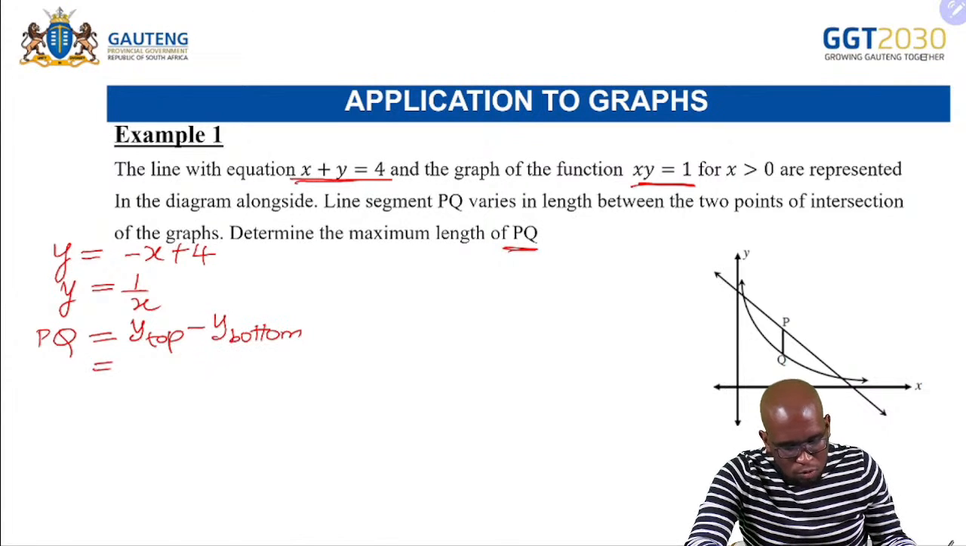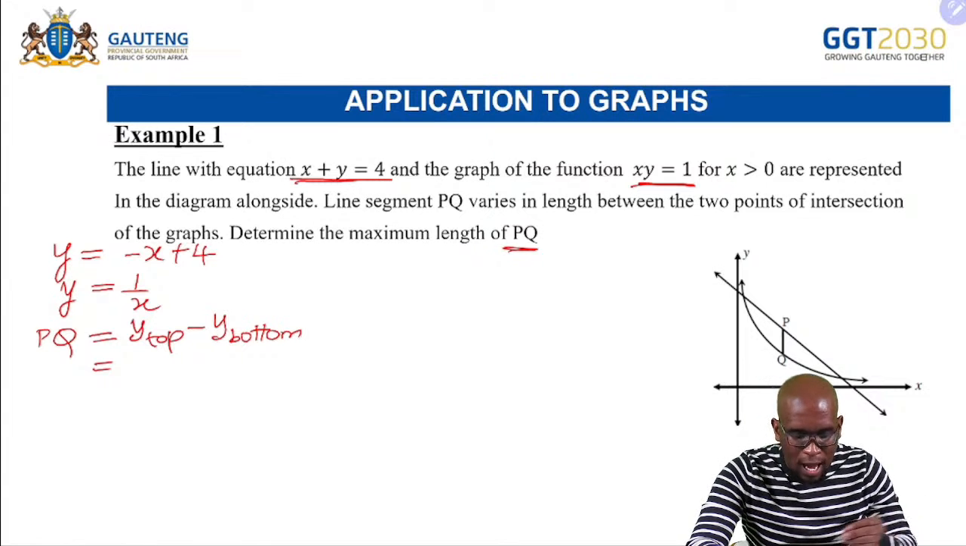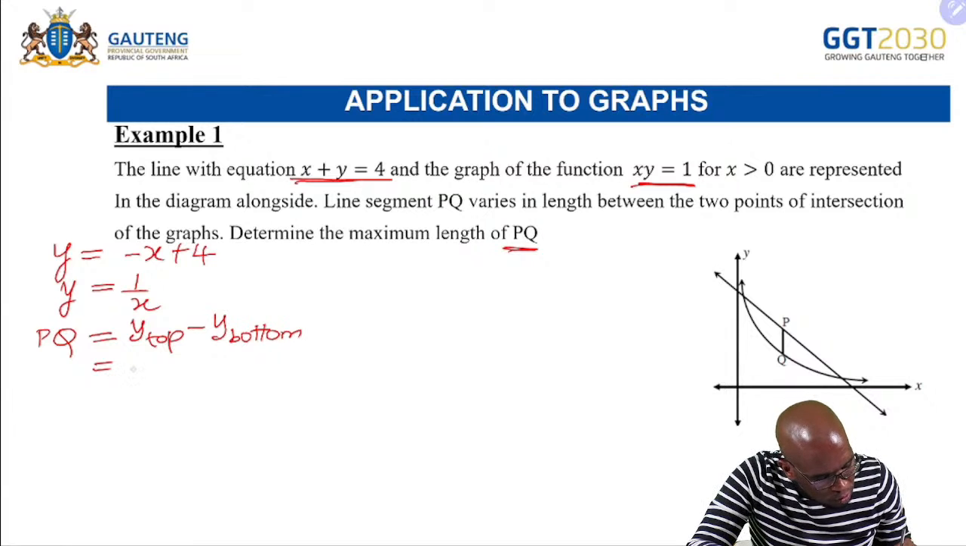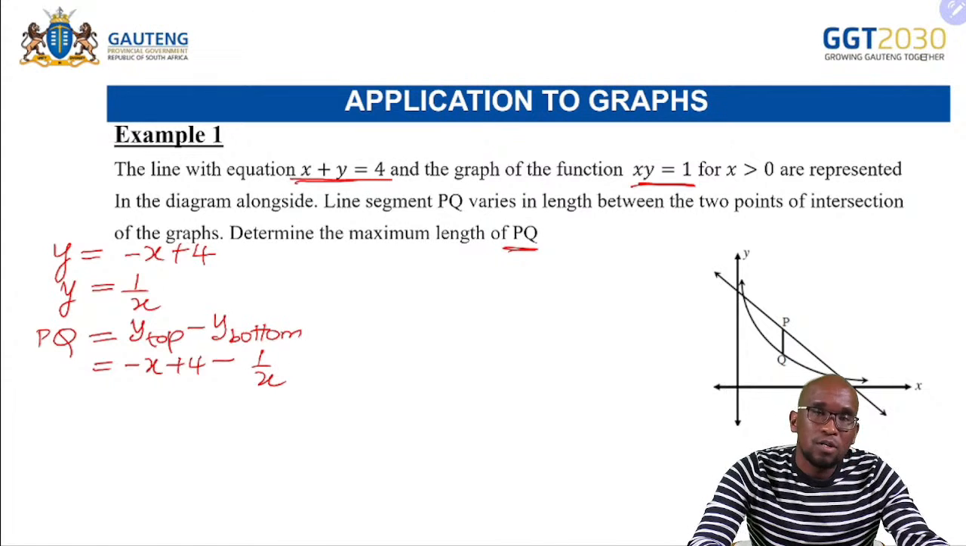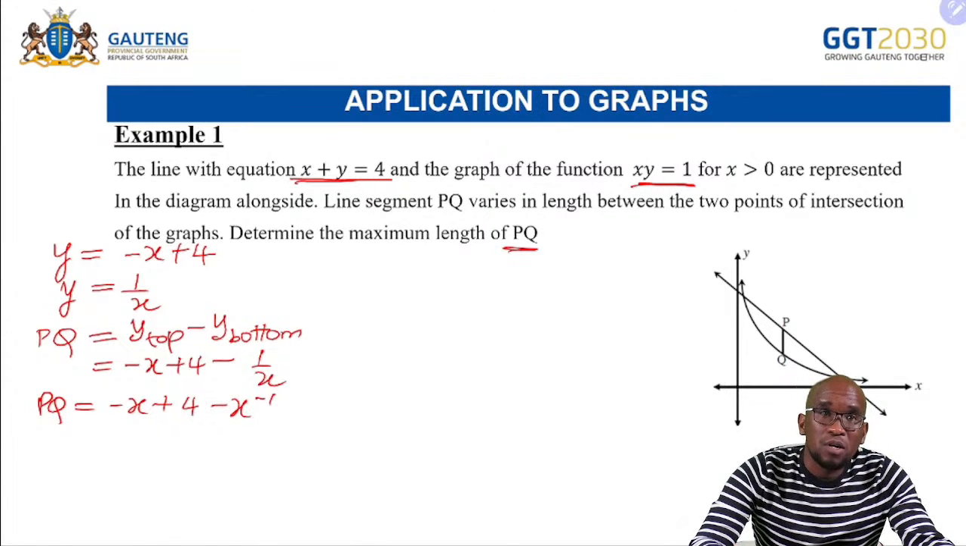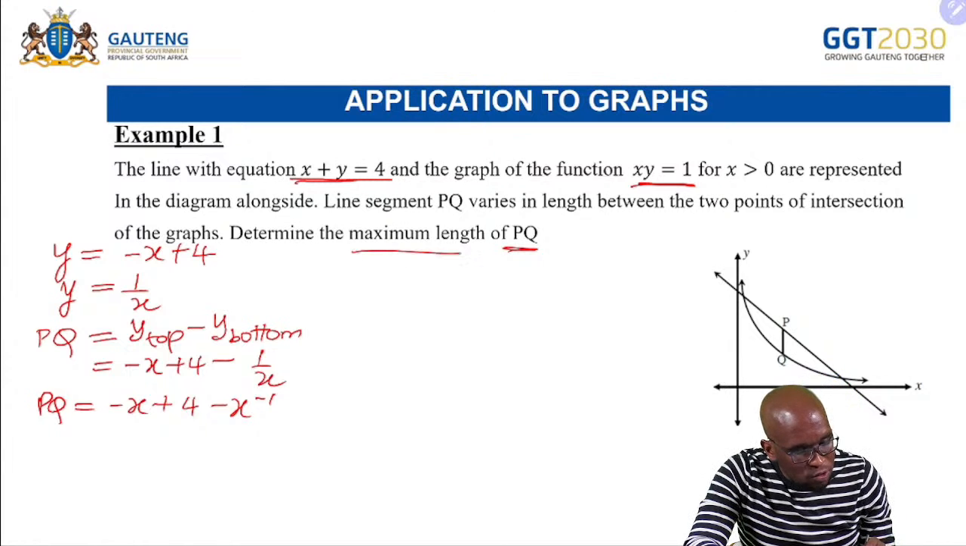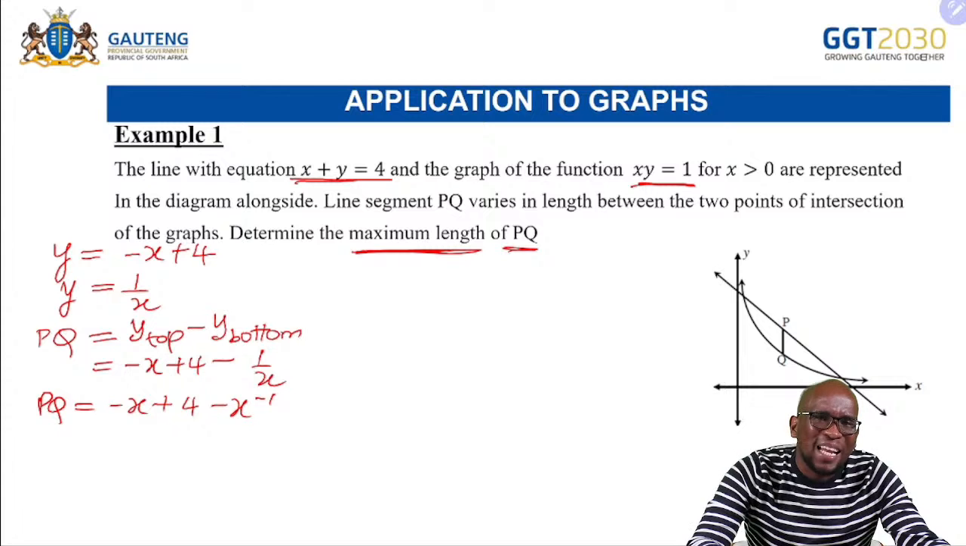Y top, the top graph in this case, is our straight line. So we have minus x plus 4 minus 1 over x. So now our PQ is given in terms of x only. If I use the inverse law here, this is x to the power of minus 1. Now, the question wanted us to determine the maximum length of PQ.